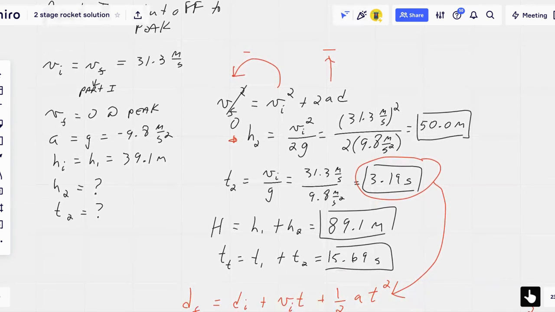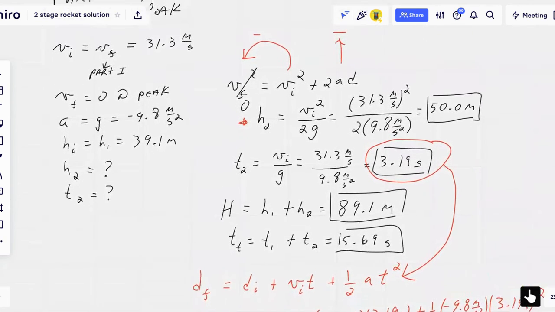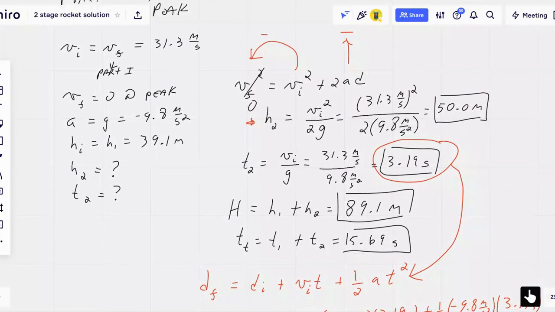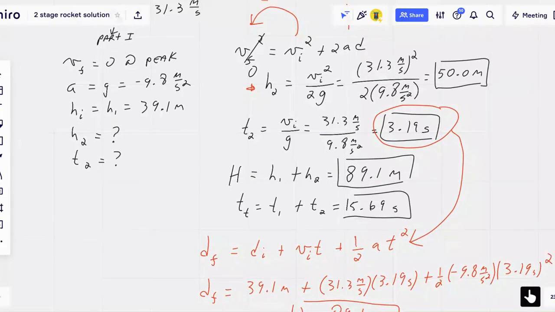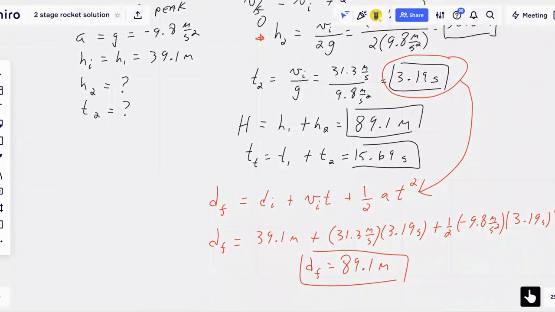Now the final max height, the height from the launch pad to the peak, is height 1 from part 1 plus height 2 from part 2. And then the total time is the T1 time plus the T2 time that I just solved for. So the answers you get are 89.1 meters for the height to the peak from the launch pad and 5.69 seconds for the total time.